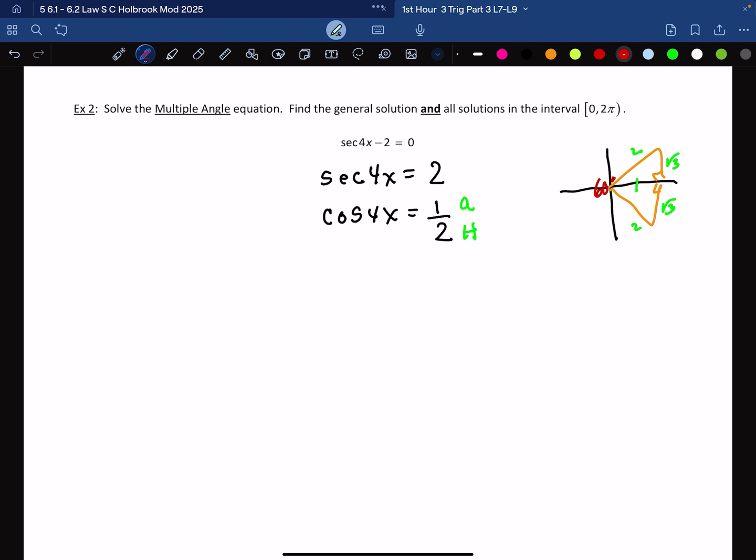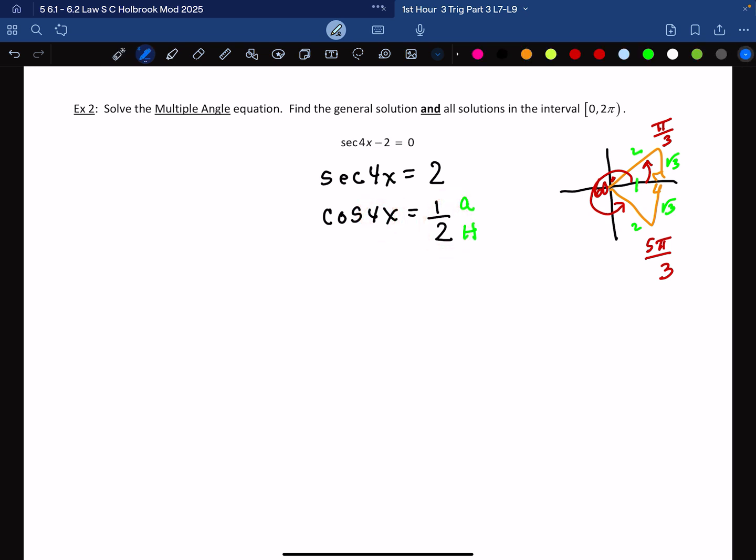So over here we have pi over 3. And in this quadrant, count your 60-degree angles. You have 1, 2, 3, 4, 5 to get you here. So there you have this angle and this angle here. Now we're going to go through and solve for 4x. So what is the angle at which cosine of 4x is equal to 1/2?